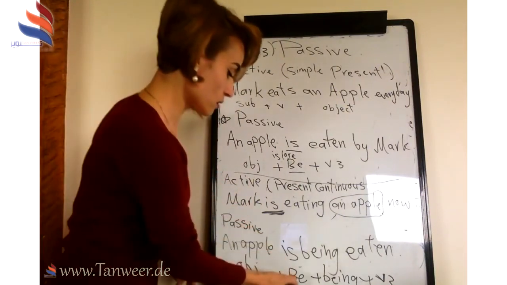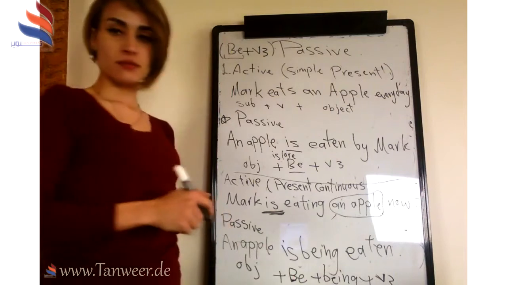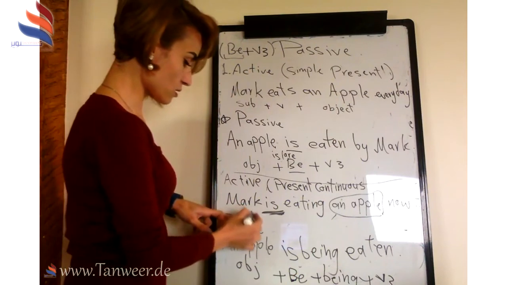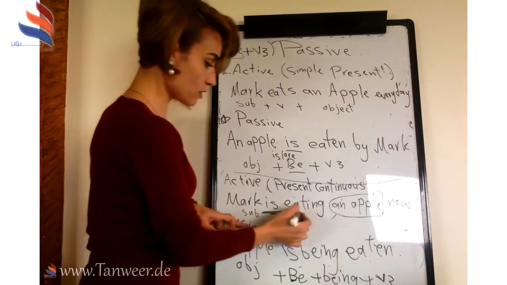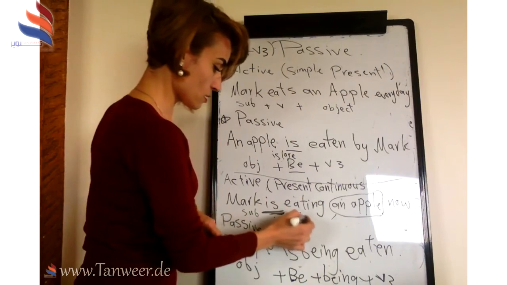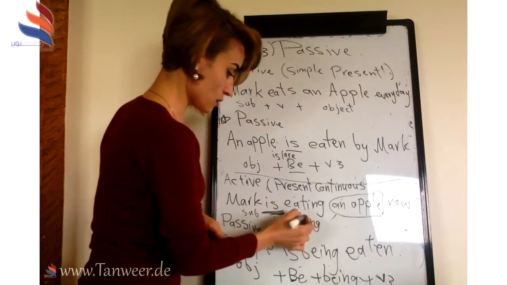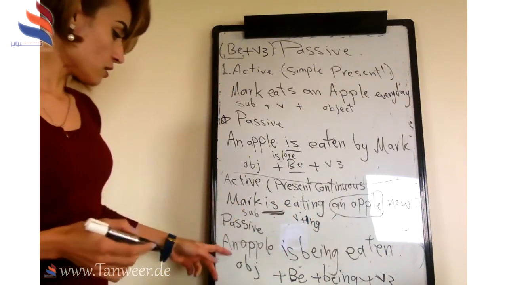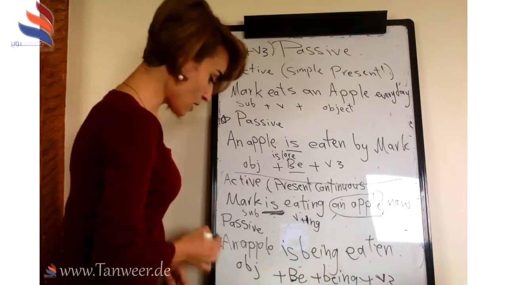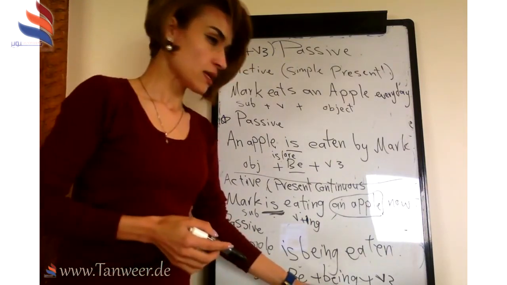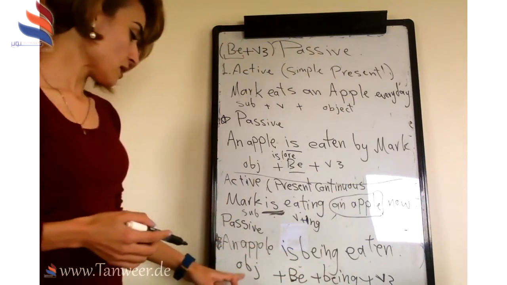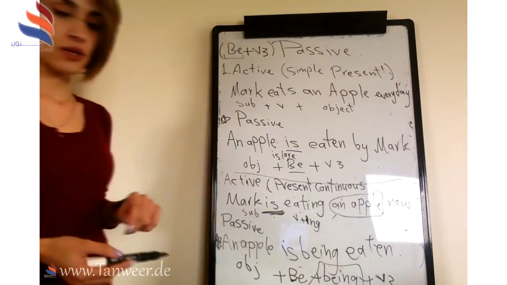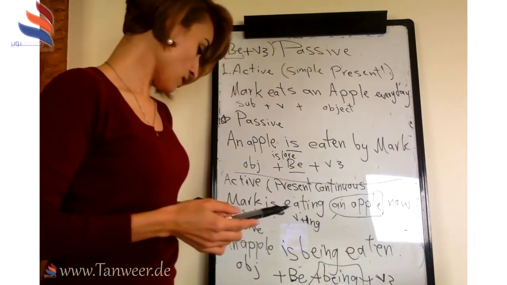Okay? This is the idea of passive in present continuous. Got it? I don't think it's difficult, is it? Here we have subject, verb to be, verb plus ing because it's present continuous, okay? But here, because it's passive, and we need to keep the continuous form, so we say an apple is being eaten. Okay? That's good.